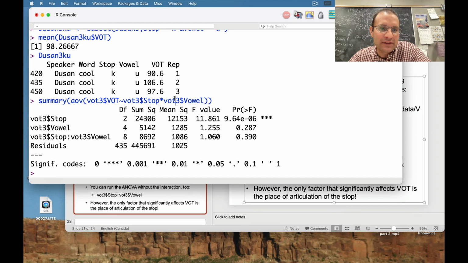And to also look at the interaction, I specify that they're combined with this asterisk operator. So that means look at both of these independently and also look at them as an interaction. And that's why I'm getting 3 different results here.